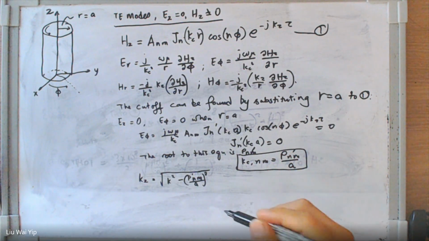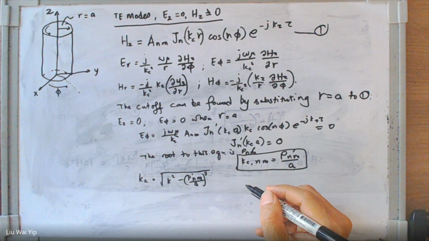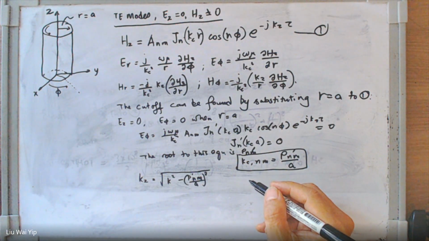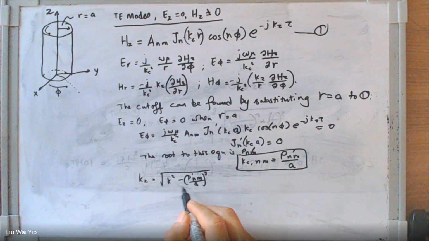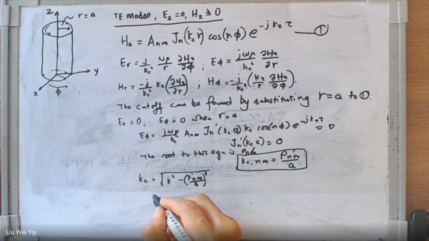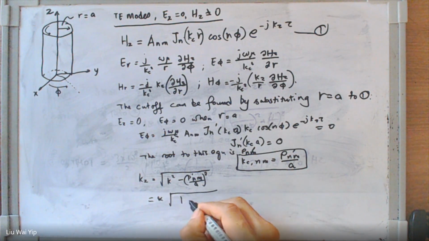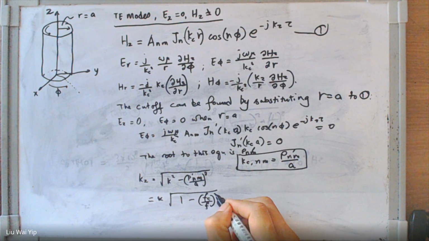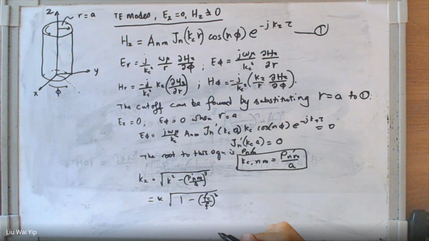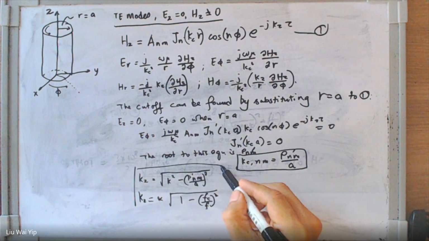Other than that, everything will become downhill. If you want to know kz, you can also extract it, and then you get one minus. So the formula is exactly the same as for the rectangular waveguide. So you have got two formulas to memorize.